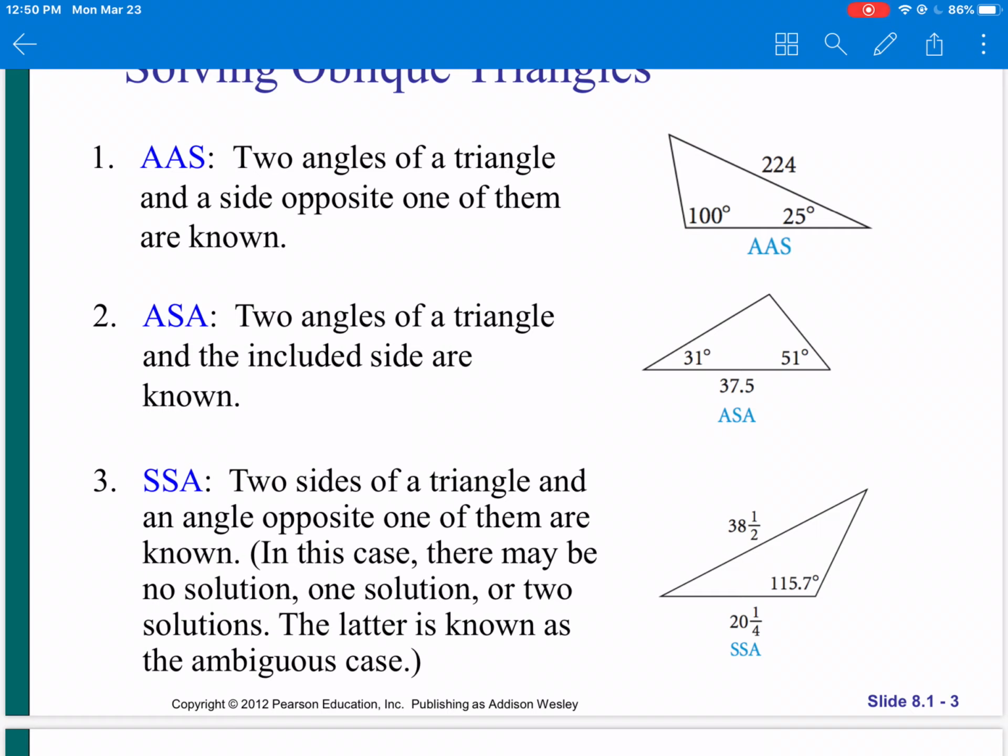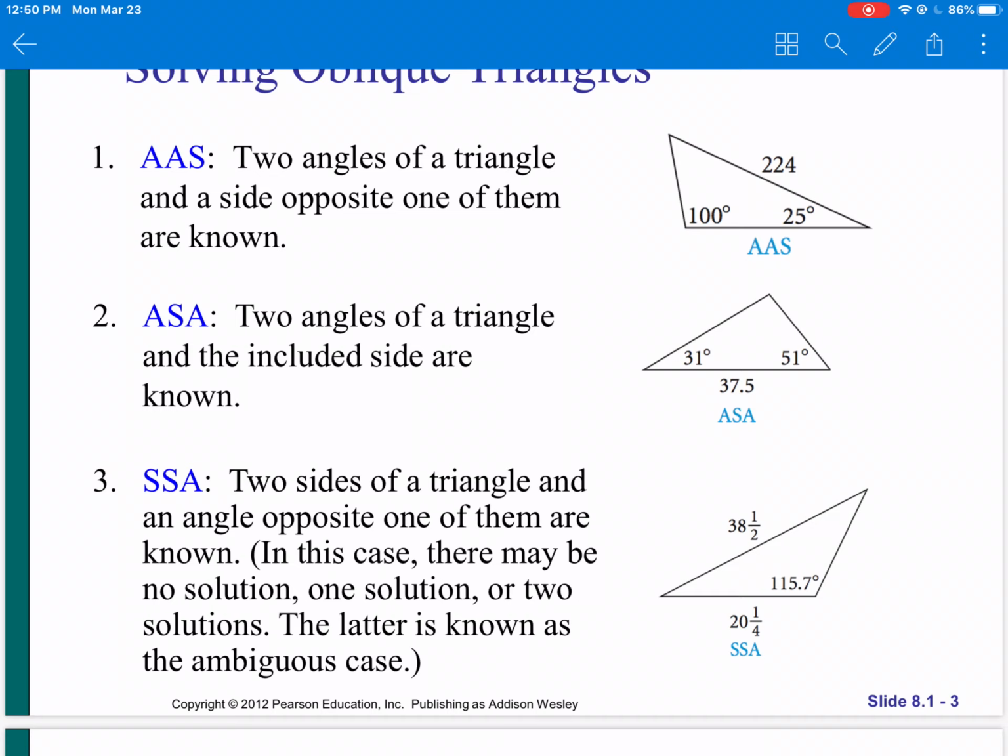And the problem that you have with this situation, and we'll do a couple of examples with it, is that you could possibly form one triangle, or you could possibly form two triangles. It just depends upon the information, depends upon the numbers. Or there could possibly be no triangle that could be formed. So you have three different possibilities within this SSA case.